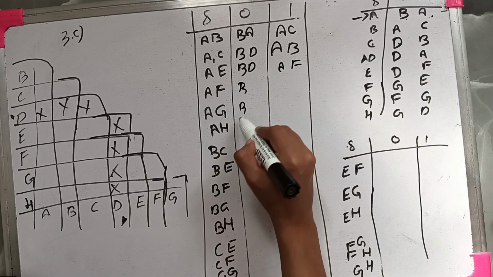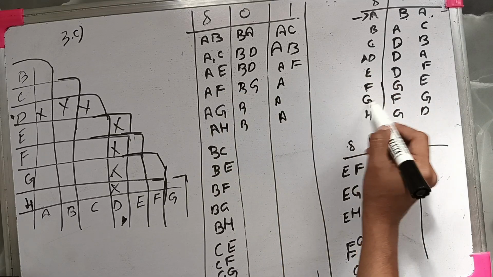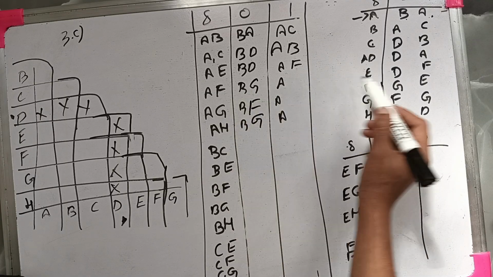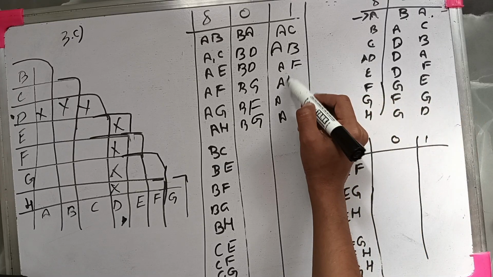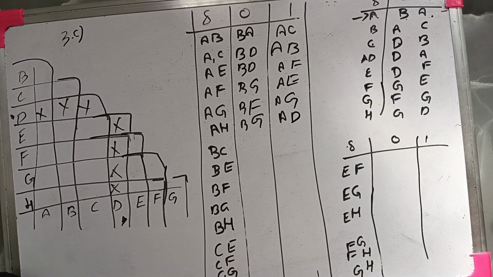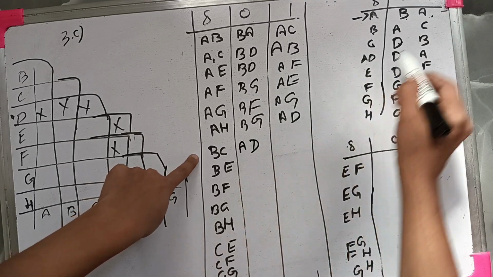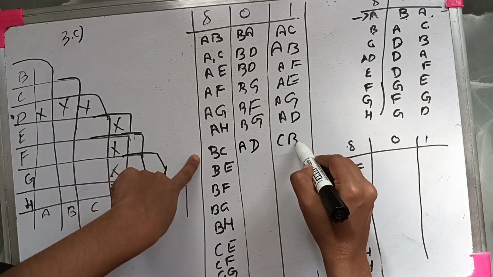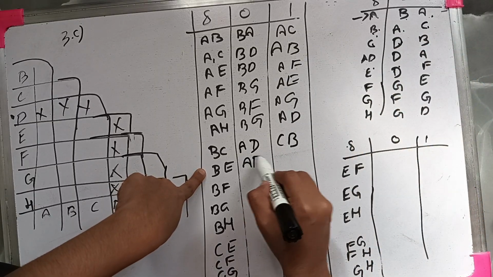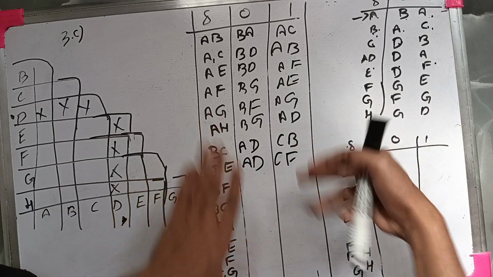Next, here B is common. Here A is common. Next F gives G, H gives G. Next again F gives E here, G gives G here, H gives D here. Next for B and C, upon A it gives A, D, upon B it gives C and D. Next B, E, upon 0 it gives A and D, upon 1 it gives C and F. In a similar way, complete the table. Okay.